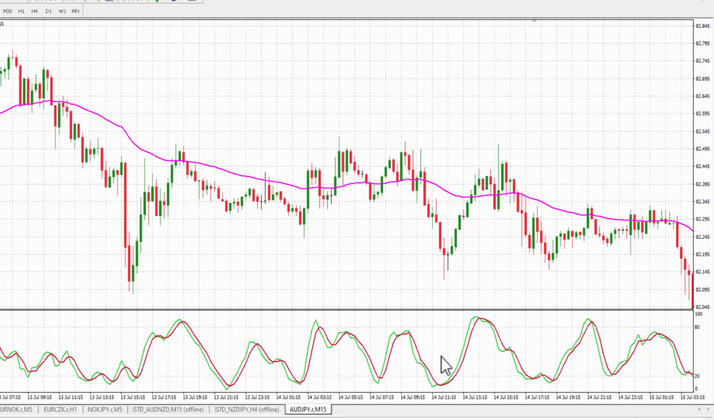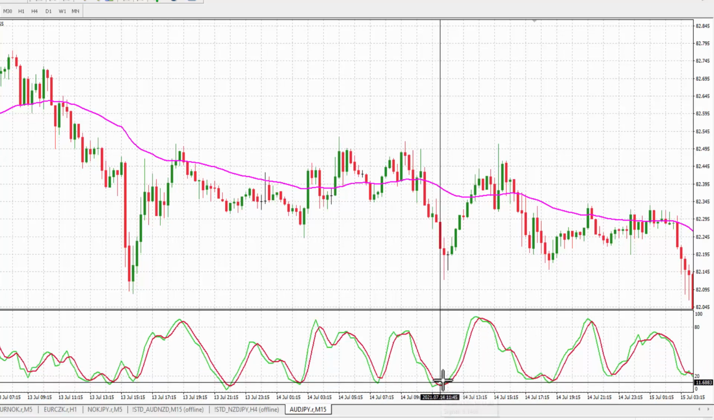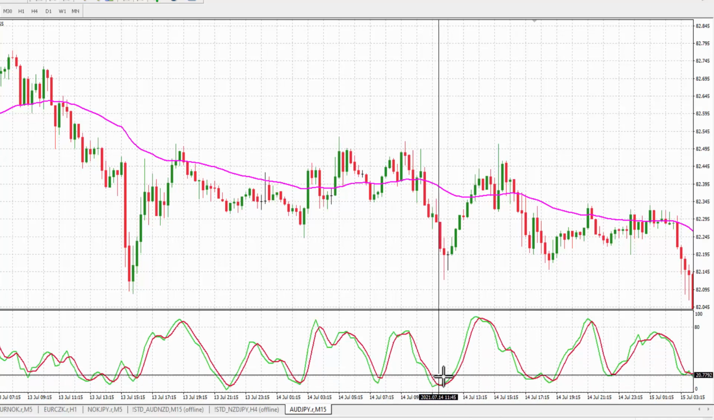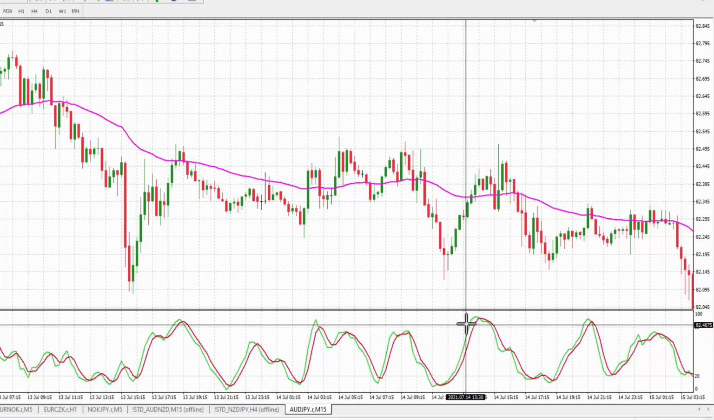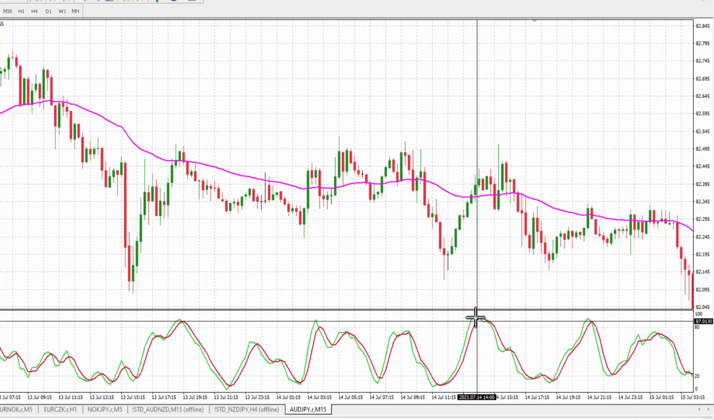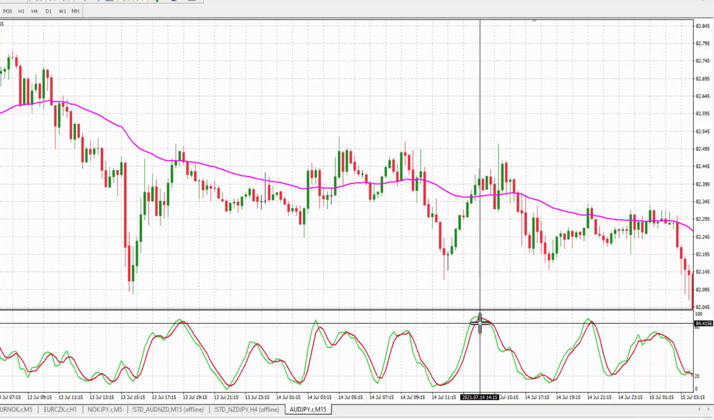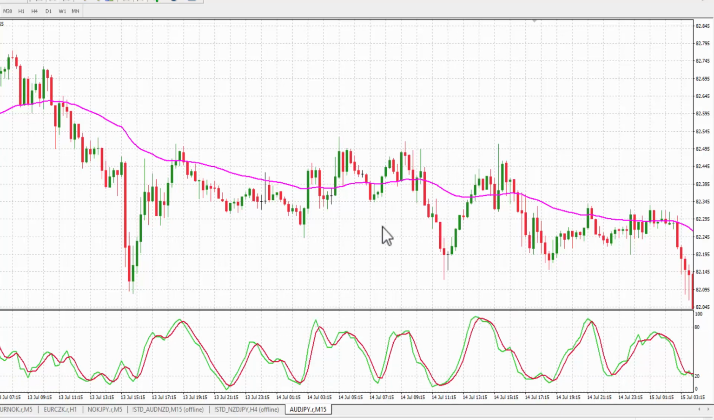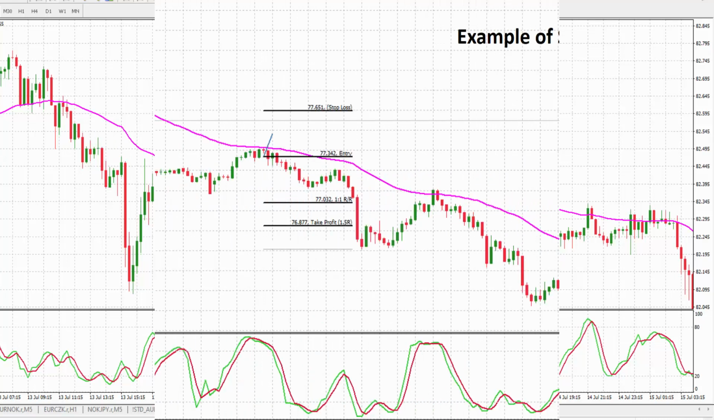So I'm only going to look for buy signals when we have a crossover and it's below the 20 line, and I'm looking for sell signals when the lines cross over above the 80 level, only in the direction of the trend. So I'll show you how this would look in a textbook example.